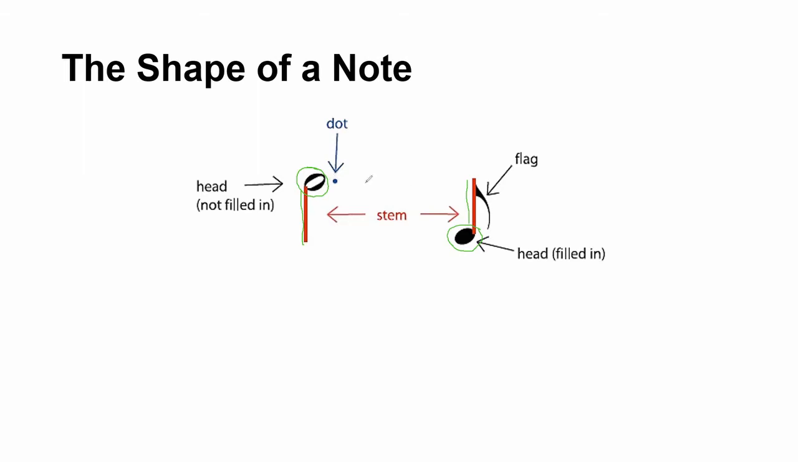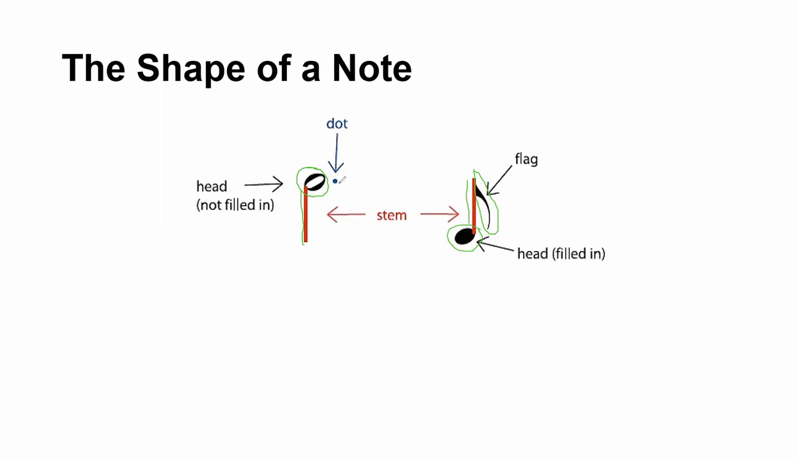Then a note can have what we call a flag. This here is called a flag. It could have more than one flag. It could have 2 flags. It could have 3 flags. But the number of flags will tell you how long that note should last for. We'll discuss that in detail in the next couple of slides.